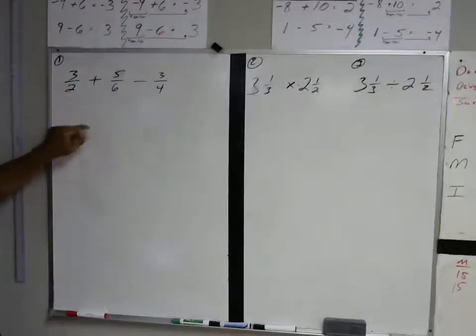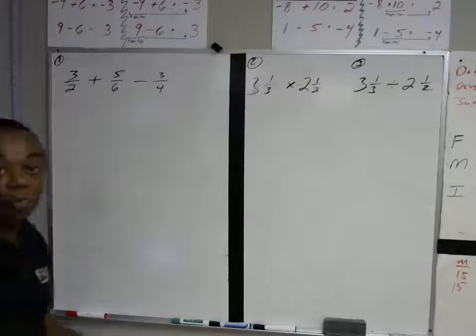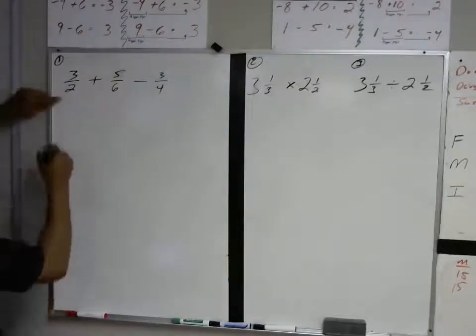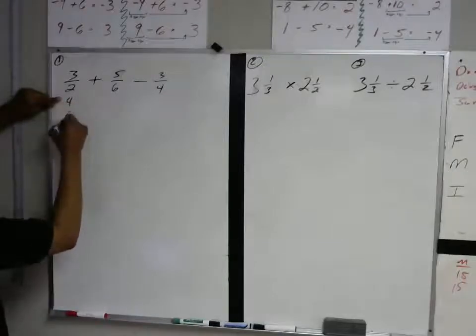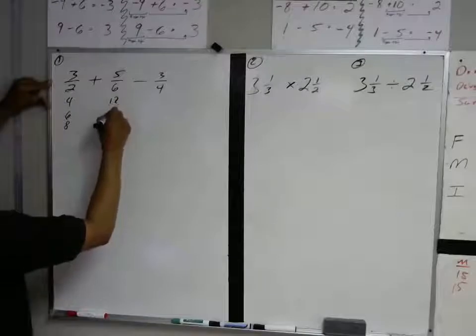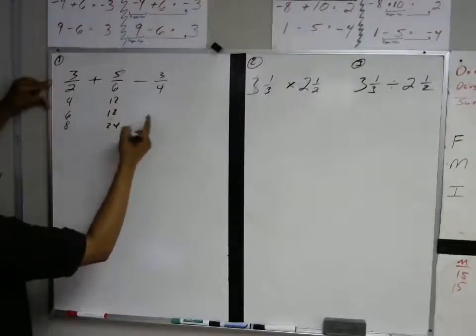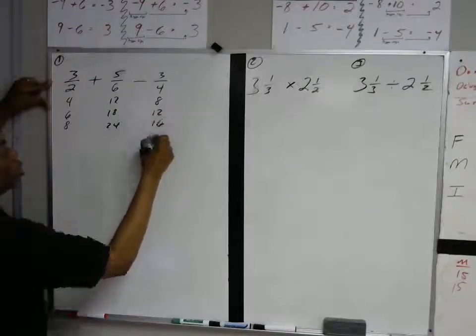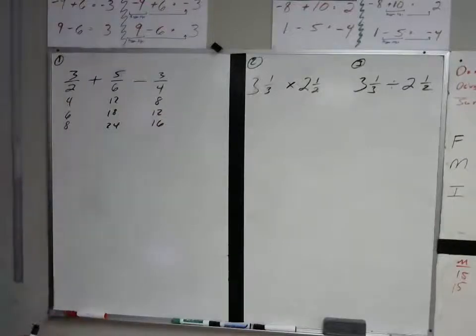We're going to look for the common denominator, so I'm going to write down some of the multiples for each denominator. So for the 2 times tables, we have 2, 4, 6, 8. 6 times tables, we have 6, 12, 18, and 24. And the 4 times tables, we have 4, 8, 12, and 16. All right, this is for what they have in common. Let's see here.